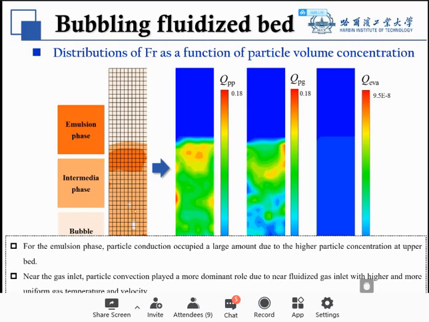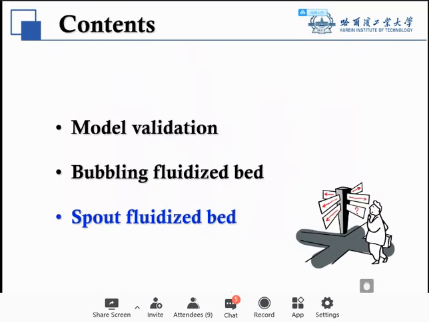and velocity near the fluidization gas inlet. For the intermediate phase, for this color, we can find that heat convection plays an important role due to more obvious momentum and heat exchange. So for the bubbling fluid bed, we can learn that in different regions, different heat transfer pathways play the dominant role.